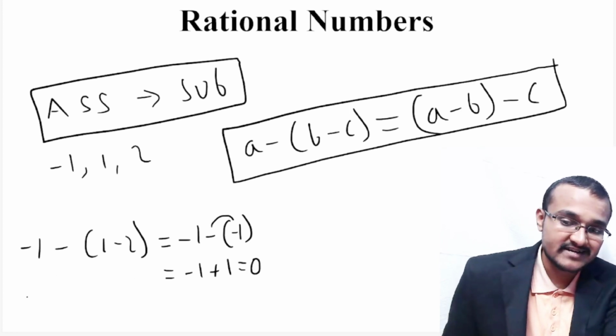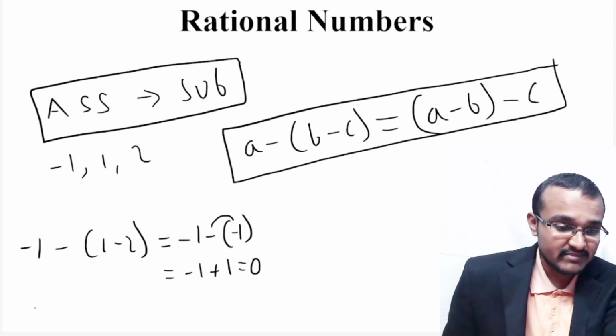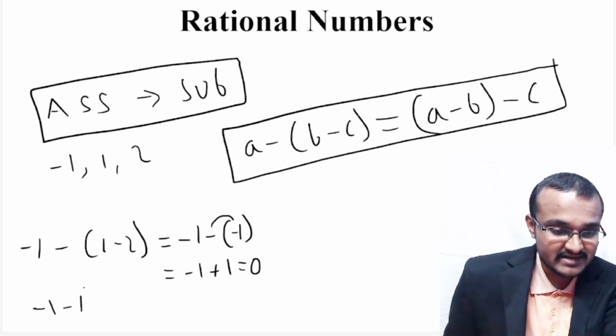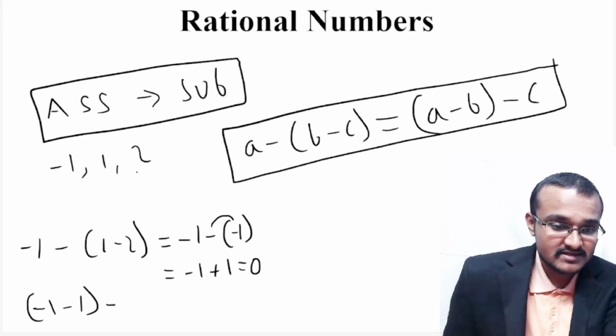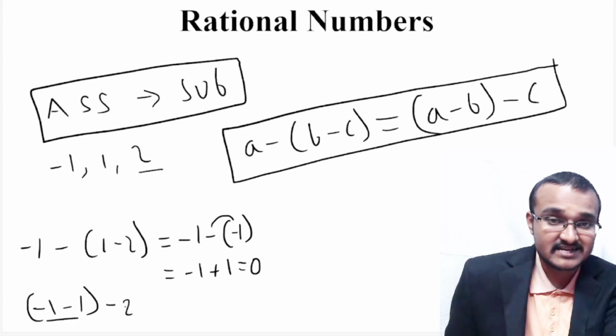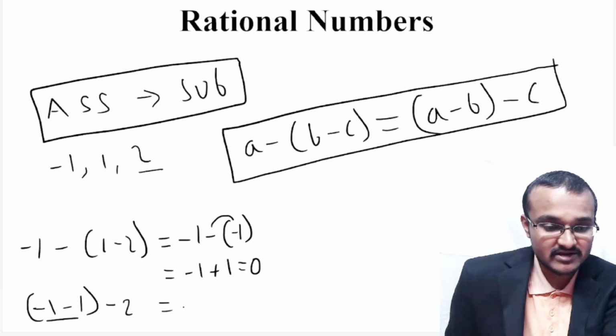Similarly, if you write in the form of RHS, then a minus b will be minus 1 minus 1, that will be in bracket, minus the other number is 2. So 2 will be there. So if you solve what is there inside bracket, so minus 1 minus 1 will be minus 2, minus 2. So minus 2 minus 2 will be minus 4.